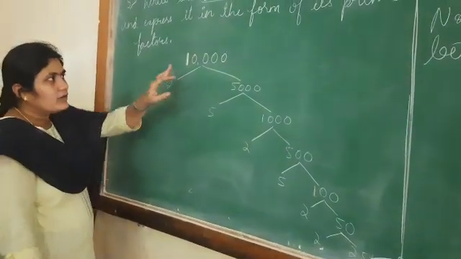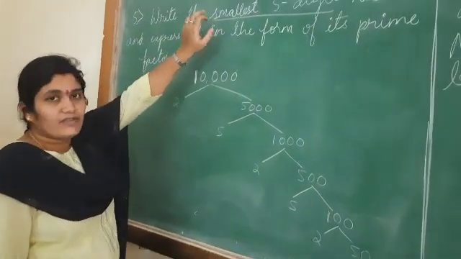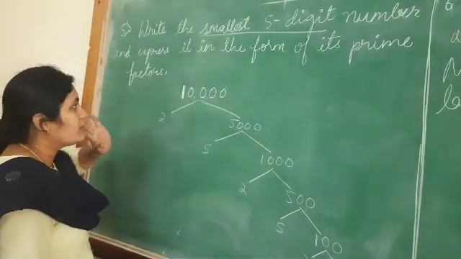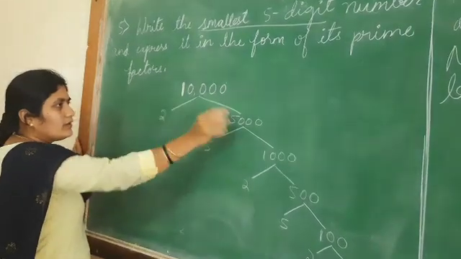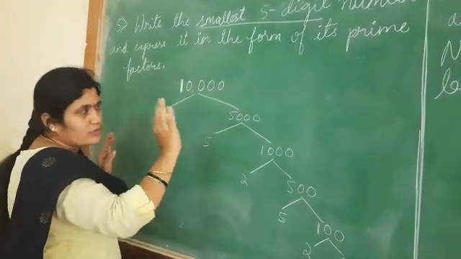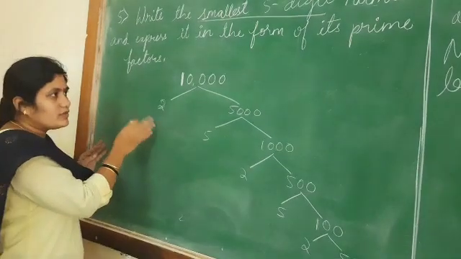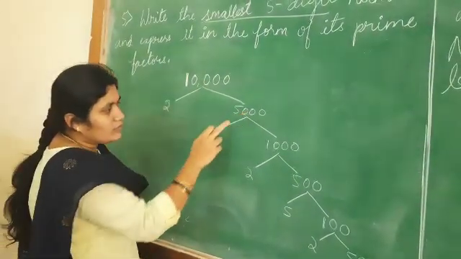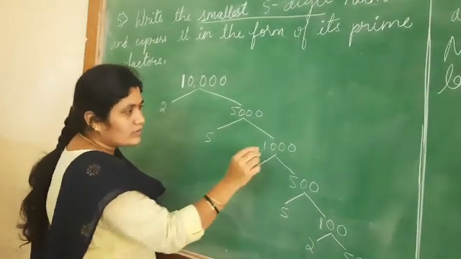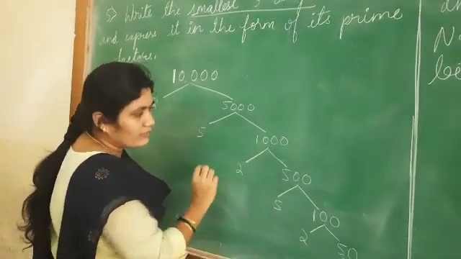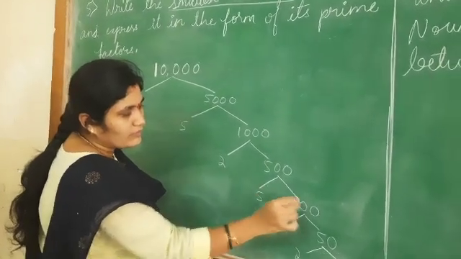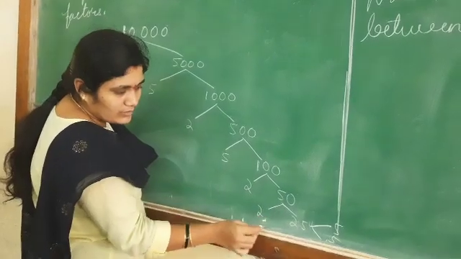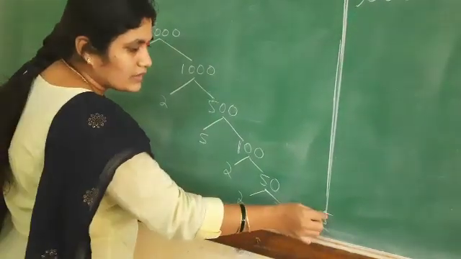I repeat once. 10,000 is the smallest 5-digit number. Express this in the form of its prime factors. Take a prime number as one factor, and the other number, if it is composite, is also okay. If you take the prime, it will be easy for you. 2 into 5,000 is 10,000. 5,000 can be written as 5 into 1,000. 1,000 can be written as 2 into 500. 500 can be written as 5 into 100. 100 can be written as 2 into 50. 50 can be written as 2 into 25. And 25 can be written as 5 into 5.